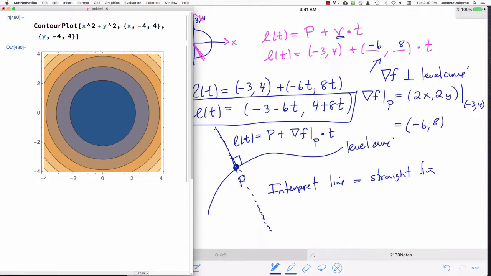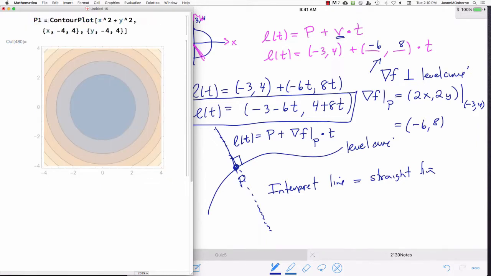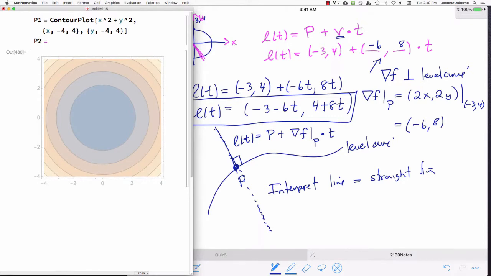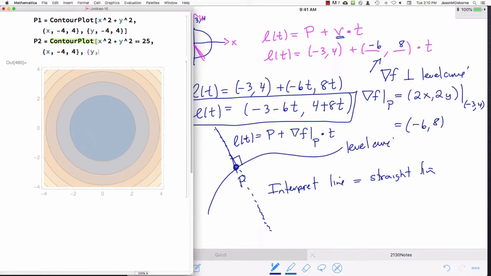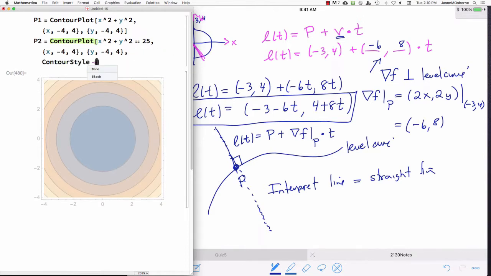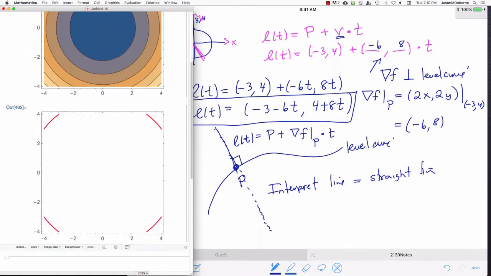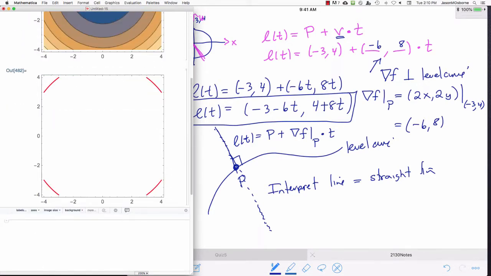Okay, we'll call this plot 1. The specific contour we're talking about, trying to cross, is the contour plot of x squared plus y squared equals 25. Let's plot this on the same plotting window, and let's do contour style. Let's call it red. And now we have a plot that is a red contour plot.